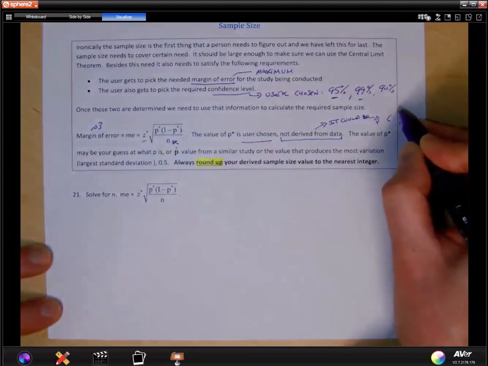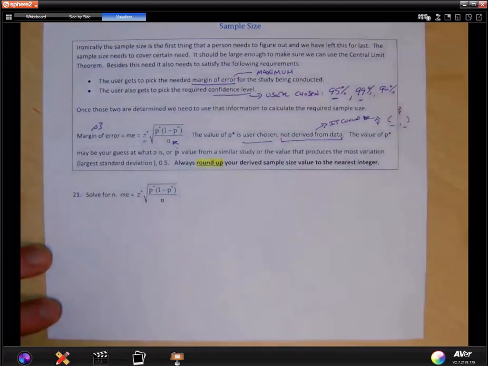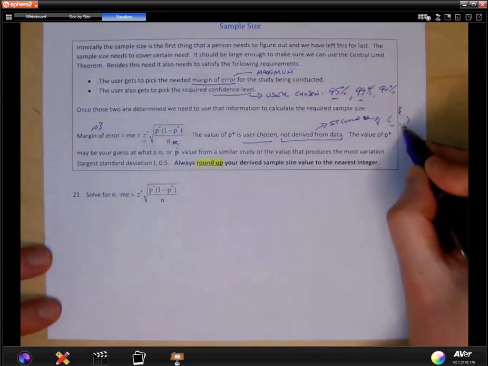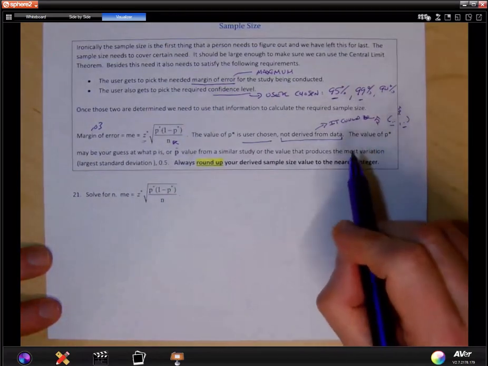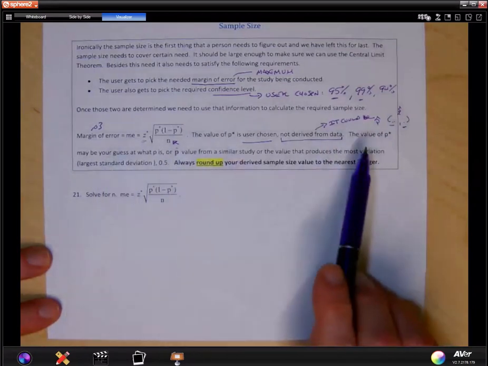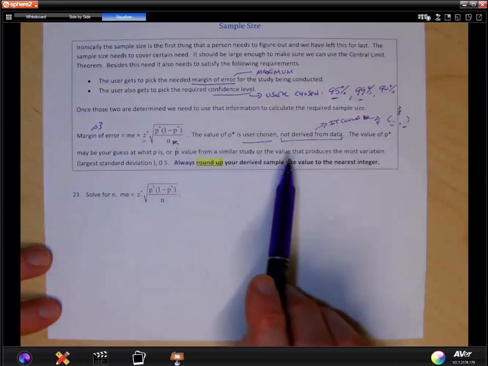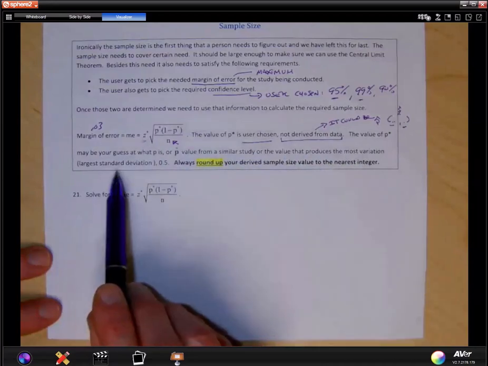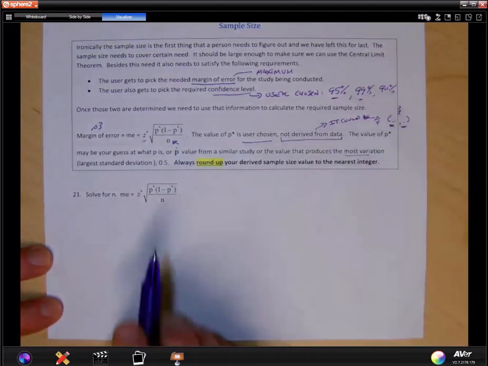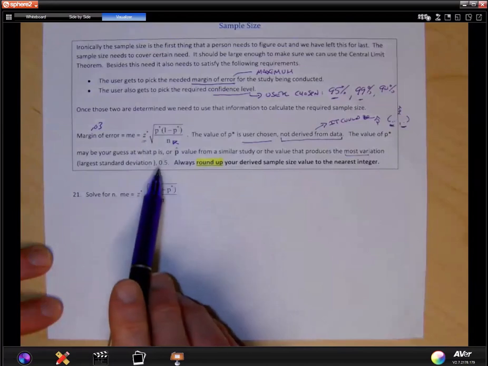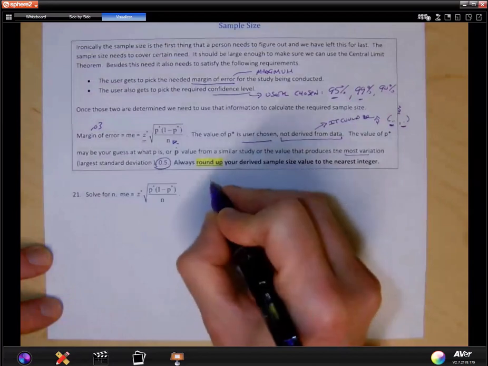They have the p-hat value, which of course sits in the middle, but there is a lower bound and an upper bound. Instead of choosing one of these, we'll choose one of the n's to achieve a certain goal, depending on the following. The value of p star, maybe your guess at what p is, or p-hat value from a similar study, or the value that produces the most variation, larger standard deviation. And that's really, when I mention these two endpoints, that's what I'm talking about, the largest possible variation, which happens when p is 0.5.